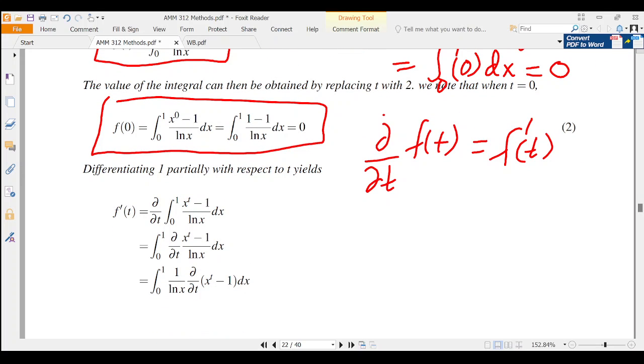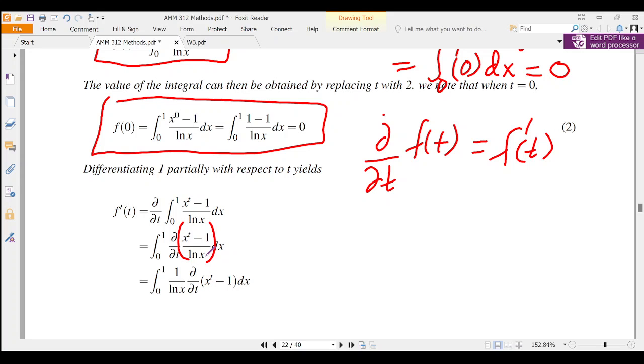So in this case, we differentiate both sides of the expression with respect to t, and because the integral here is with respect to x and the differentiation is with respect to t, we can change the order so that we differentiate first and then integrate. So in this case, since the denominator is a function of x, we can write 1 over logarithm of x, then the derivative with respect to t of x raised to power t minus 1.